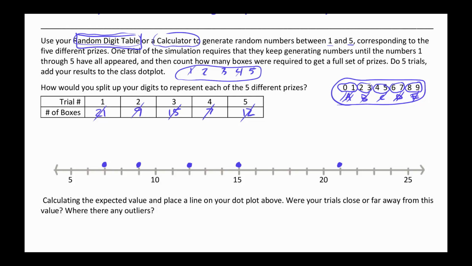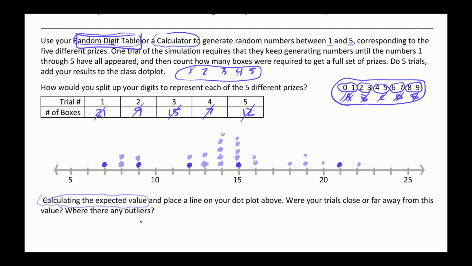So as we continue to get more and more people, these dots are going to start to form patterns. Where we have the most dots is probably going to be close to our expected value, because the more repetitions that we use, the closer we will get to that expected value. So if there's a big clump of dots, maybe like right in this frame, our expected value is probably pretty close to this.